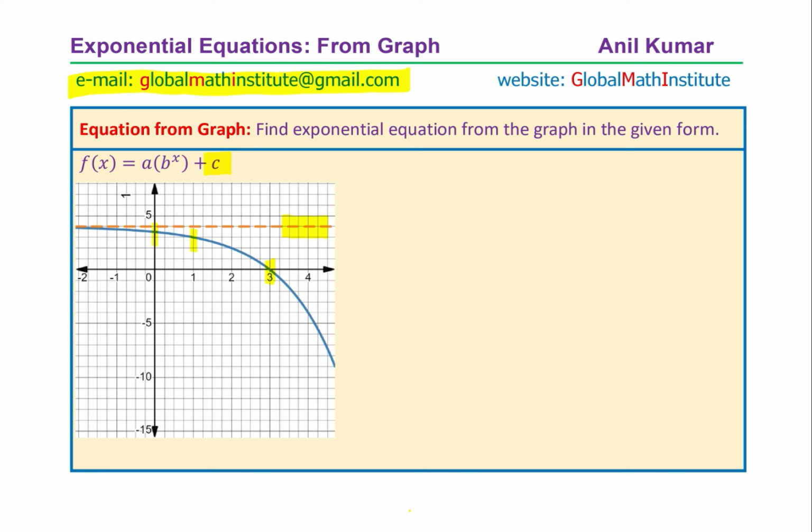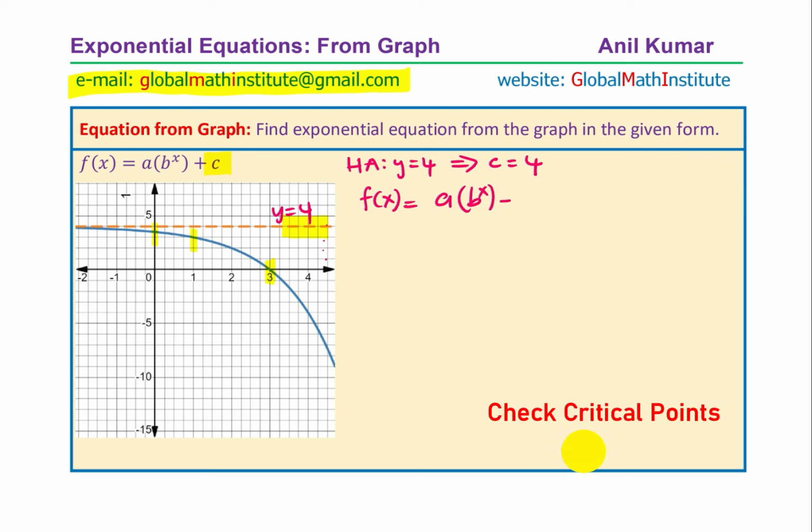So anyway, let's begin. We know the horizontal asymptote, right? So let me write, horizontal asymptote is y equals to, let's count, it is 4, right? So 1, 2, 3, 4, right? Y equals to 4 is the horizontal asymptote. So that implies that c is equal to 4, correct? So we can write f of x as equal to a b to the power of x plus 4.